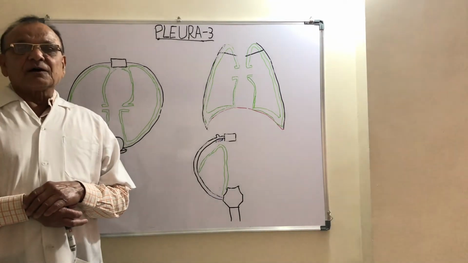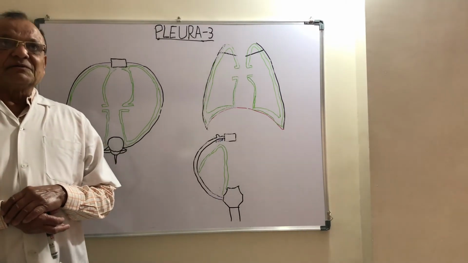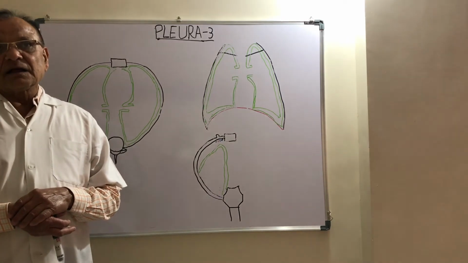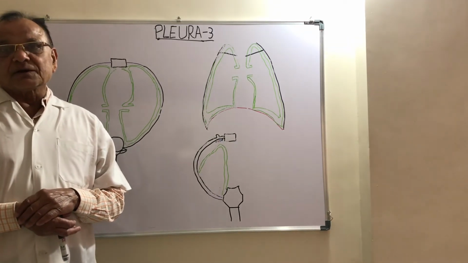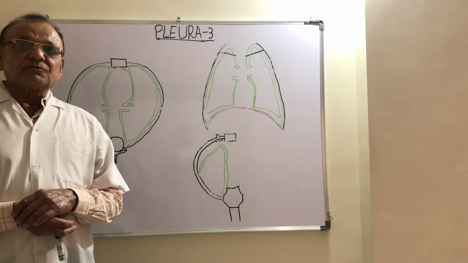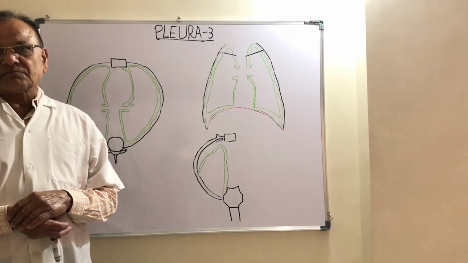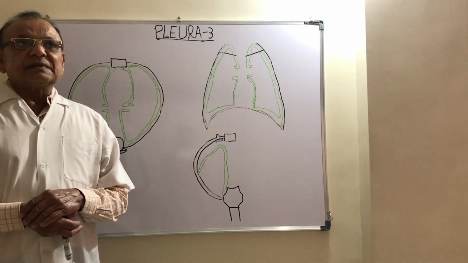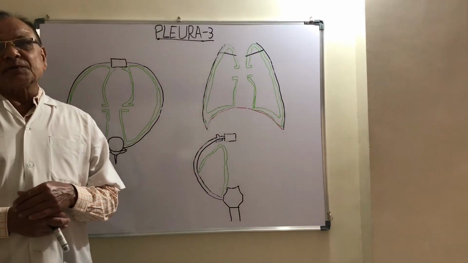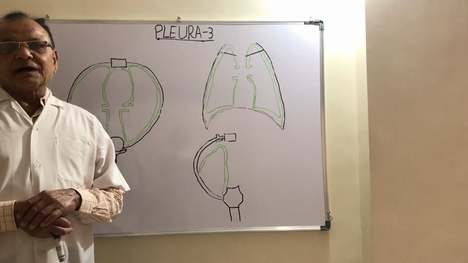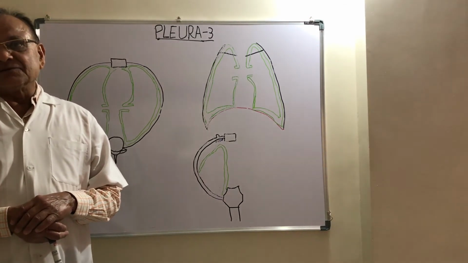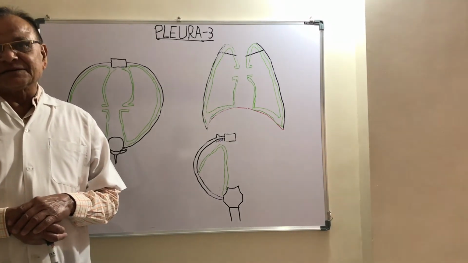Now nerve supply. The visceral pleura covers the lung. The lung is a viscus, and viscera are supplied by autonomic nerves. So the visceral pleura is also supplied by autonomic nerves, sympathetic and parasympathetic. And that is why, due to the autonomic nerve supply, the visceral pleura is pain insensitive.